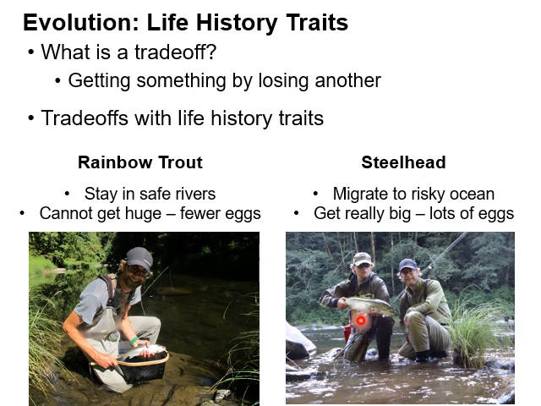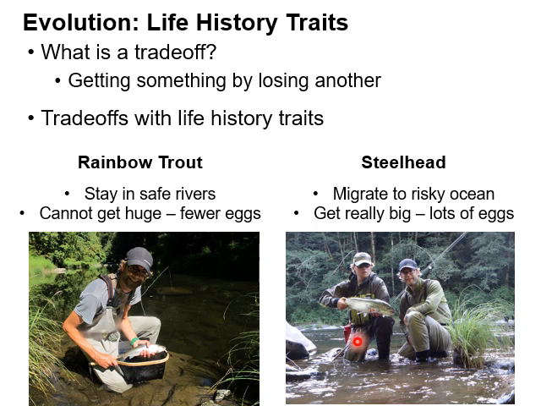Whereas steelhead, like rainbow trout, are born in rivers. But what they do is they migrate down to the ocean. And so the ocean is risky. There's a lot of big predators in an ocean that can eat a small rainbow trout when it migrates out to the ocean and becomes a steelhead.